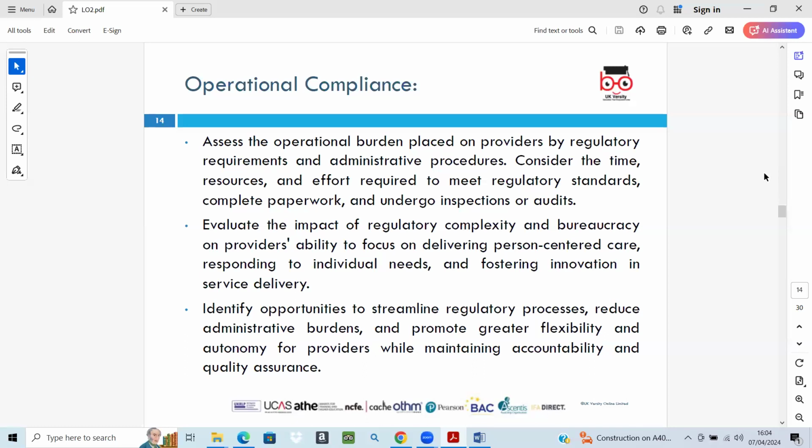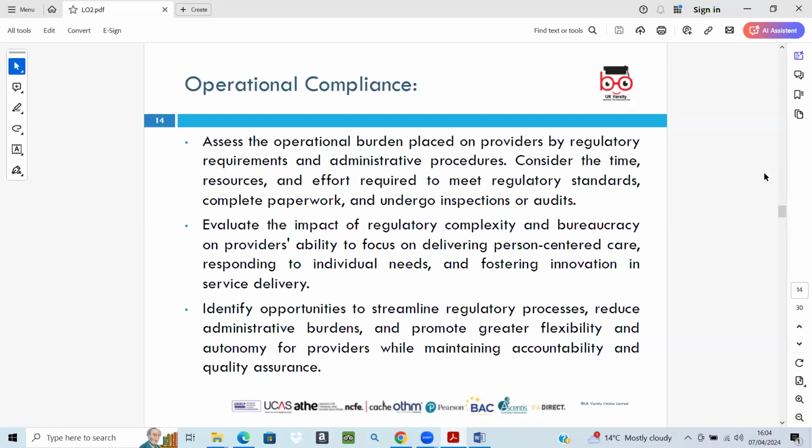And now the impact of paperwork and administrative procedures on operational efficiency. Consider the extent to which documentation requirements and reporting obligations consume staff time and resources. As I said earlier, now most of the things we do electronically. Previously we used to do everything manually, and now we follow the technology, so this also has an impact.